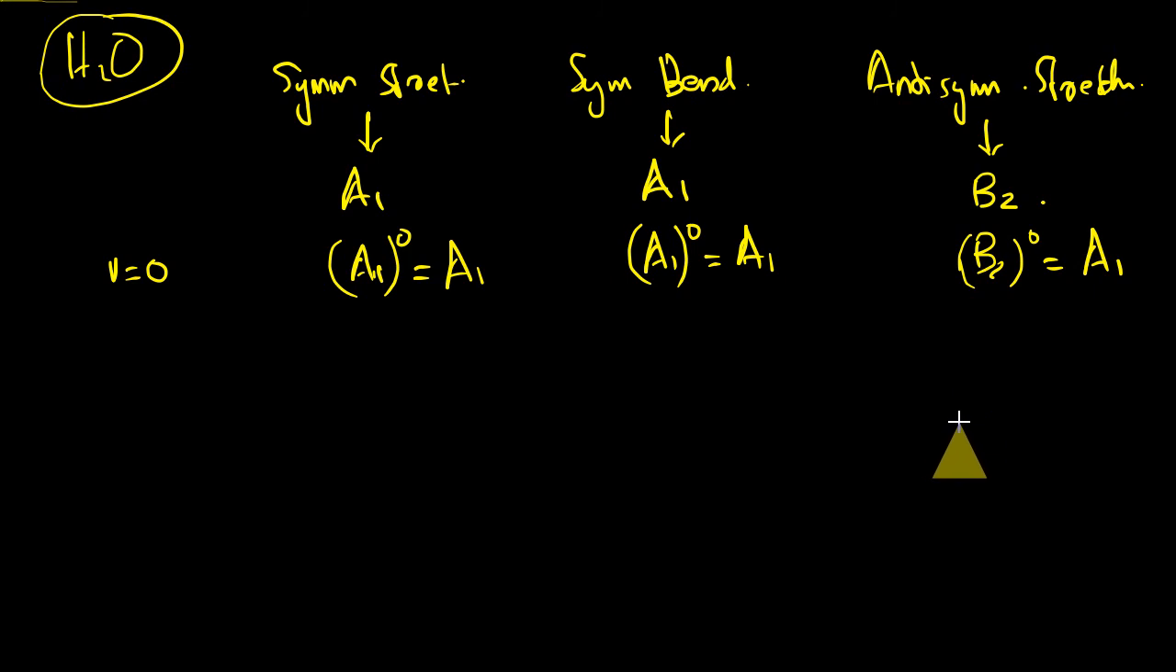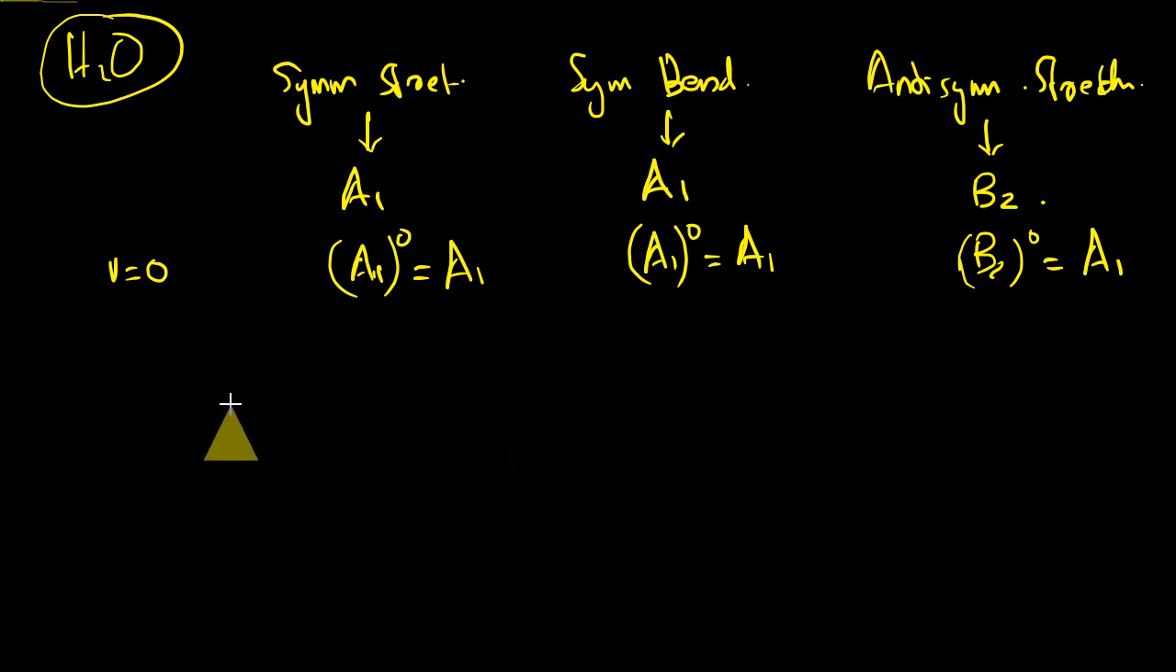I have already explained this in the case of IR spectroscopy. Why is B2 raised to 0 equal to A1? B2 raised to 0 means the characters in the B2 representation raised to 0. Any number raised to 0 is equal to 1. Then you will get 1, 1, 1, 1. All 1 corresponds to A1 symmetry. That is why B2 raised to 0 is equal to A1. So we can see that all the vibrational modes in the ground state will be of A1 symmetry.